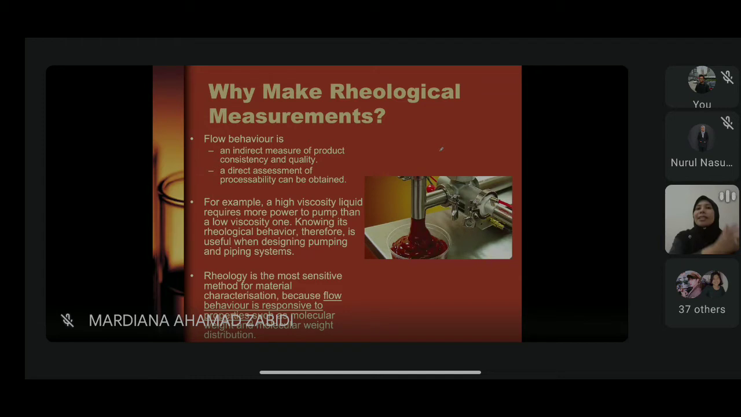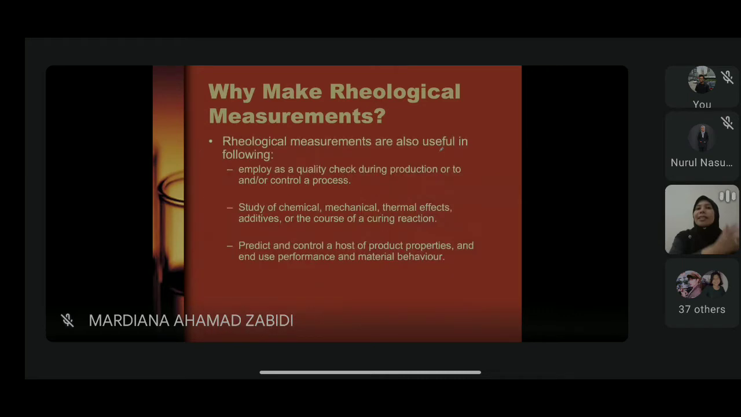Okay, so contohnya macam if let's say the fluid cannot flow. So why does it happen? Is it because of the pumping system ke, because of the piston ke, because of certain parts of that particular equipment? When the engineering department gives you feedback on what went wrong during production, you don't know what a piston pump is. So that's why you need to know certain parts of the equipment.